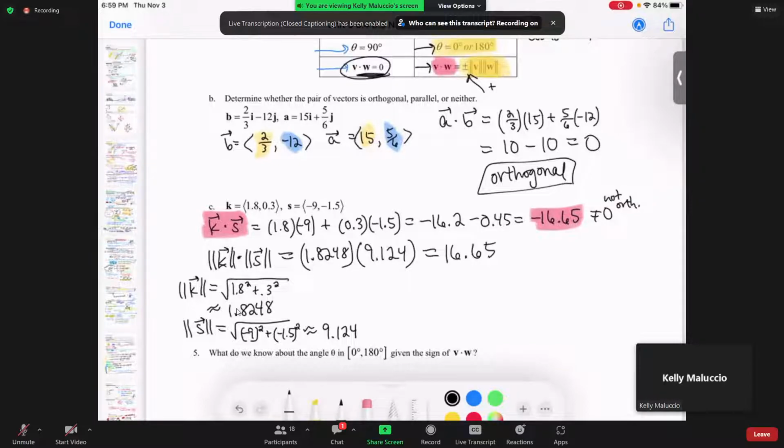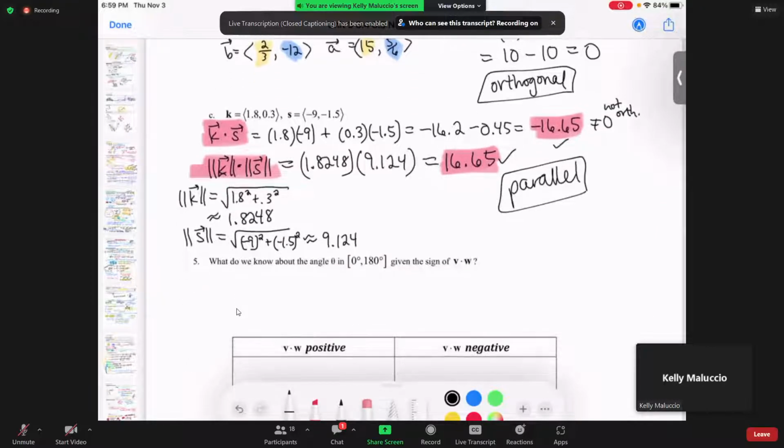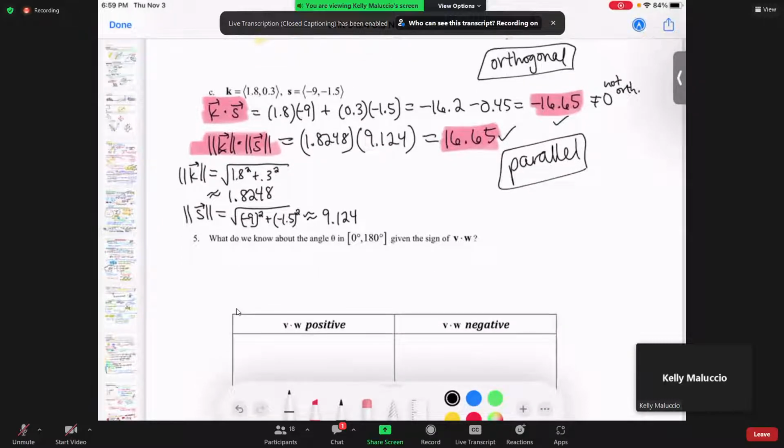What that means is, because these numbers match each other, these all are equal, that means it's got to be parallel. If they were different, it would be neither.